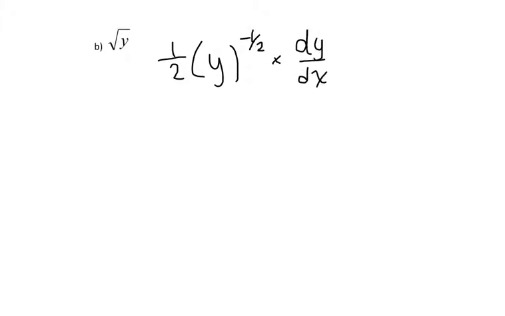This one is another chain rule, so we're going to have 1/2 times y to the -1/2, and now times the derivative of the inside, dy dx. And if we wanted to simplify this, we would end up with dy dx being multiplied by 1 over 2 root y. So notice that we have both a derivative and the y in there, and we don't know what y is, so we can't simplify this any further.